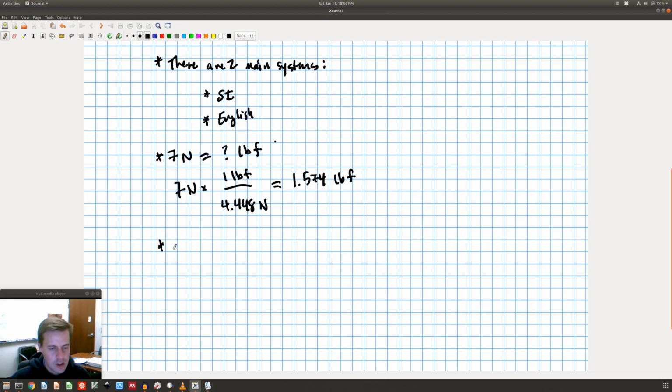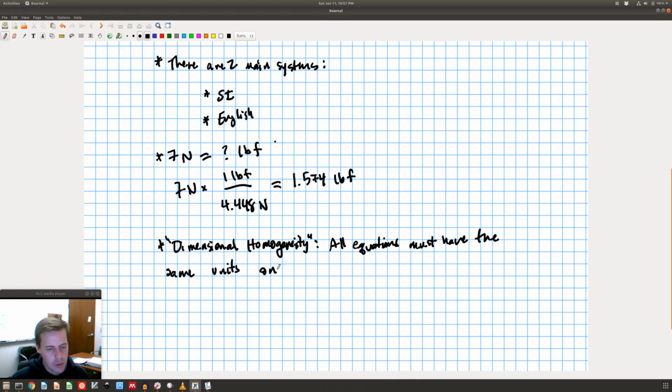So first is this principle of what's called dimensional homogeneity. Dimensional homogeneity is the concept that all equations must have the same units on both sides.